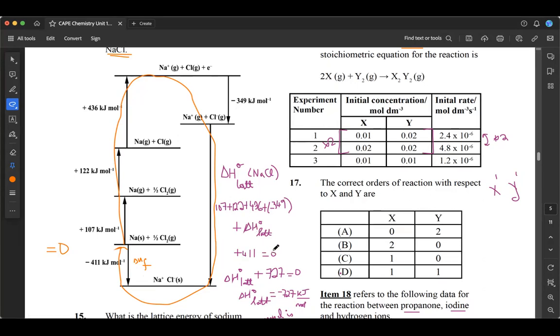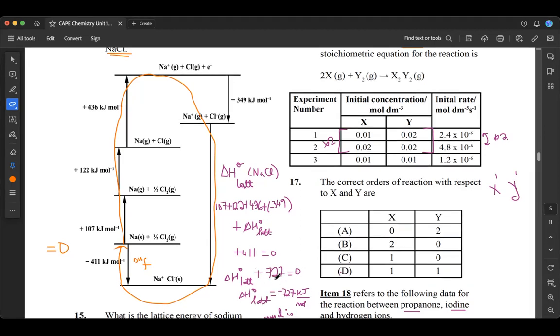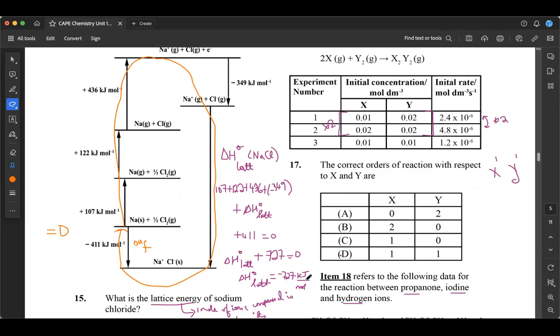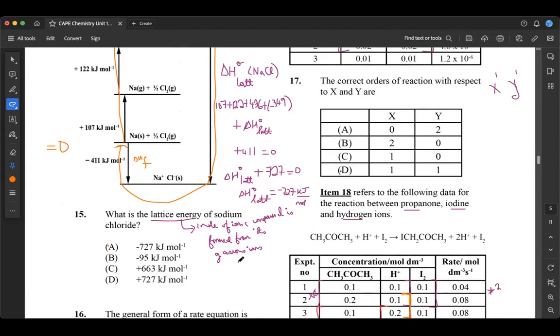So when I add up all of these numbers, I get 727. So my delta H theta lat plus 727 should give me 0. Now I want to rearrange to solve for my delta H lat. Moving this to the other side, we get negative 727 kilojoules per mole for our lattice energy of sodium chloride. So let's look for that in our answers, and we see that that's A, the very first one.